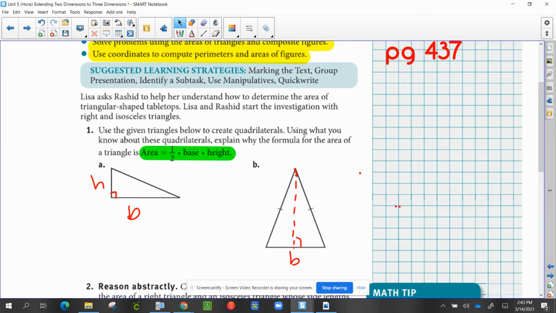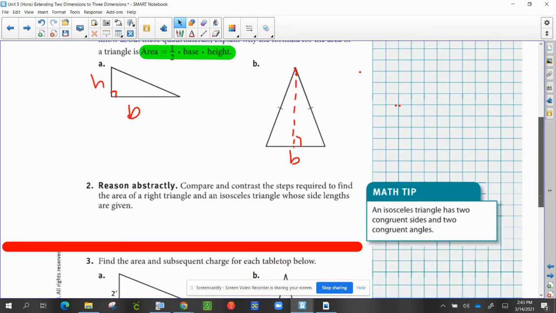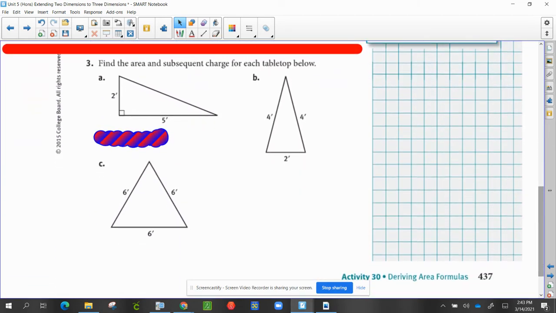Okay, so let's look at some problems here where we actually find the area on the bottom. I'm going to have you guys try 3A because this one isn't too bad. Find the area of 3A. So we have a right triangle there. It looks like the base is 5 and the height is 2. So go ahead and find the area of that one for me. Right, if you did it correctly, you should have got 5 feet squared.